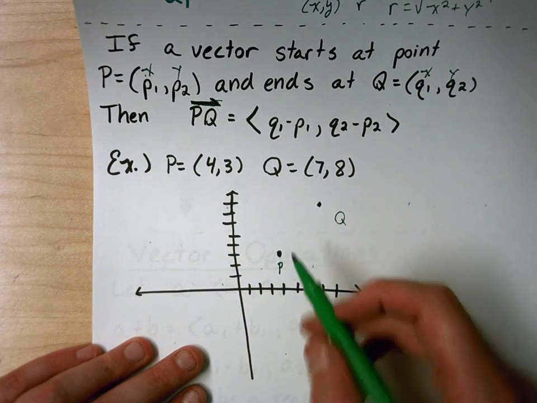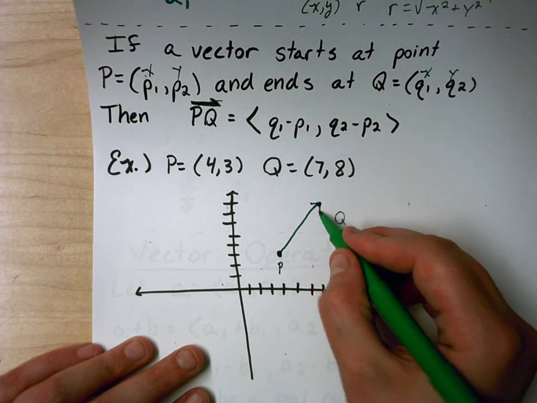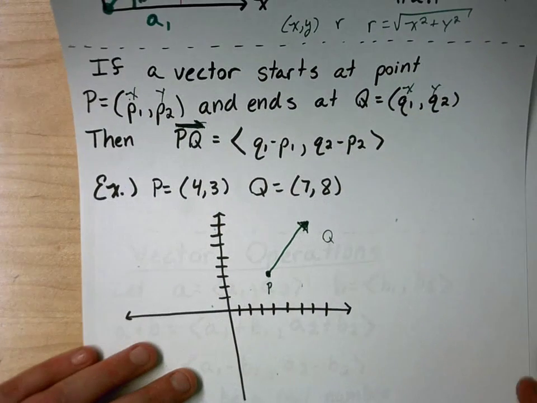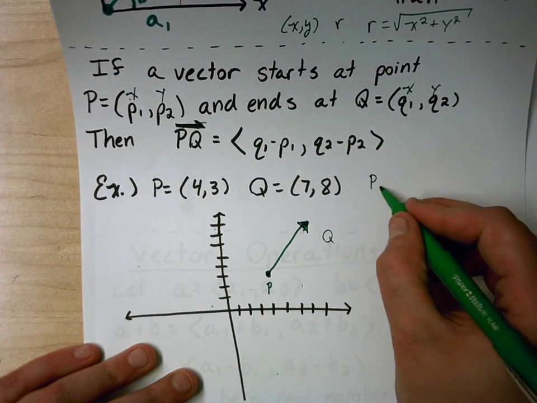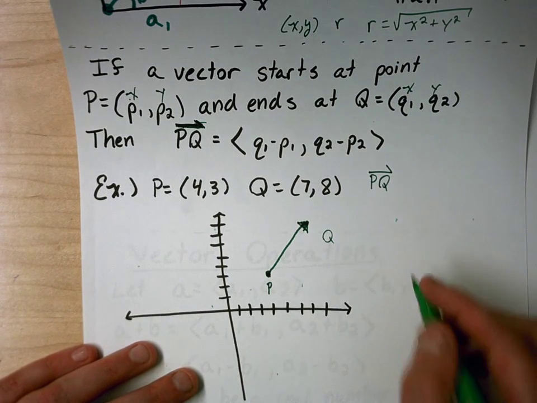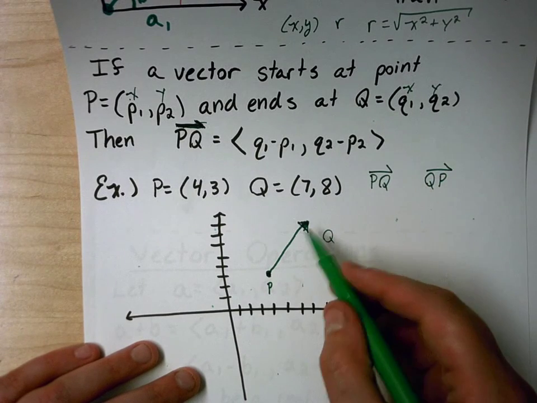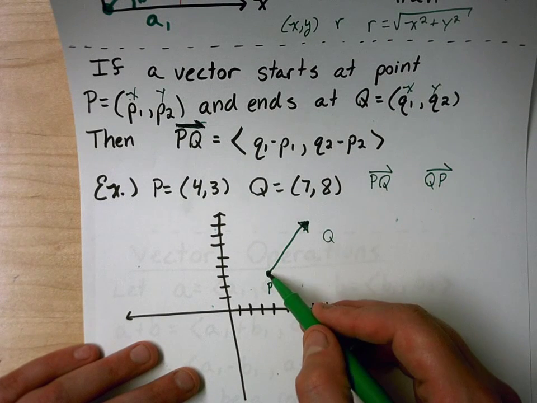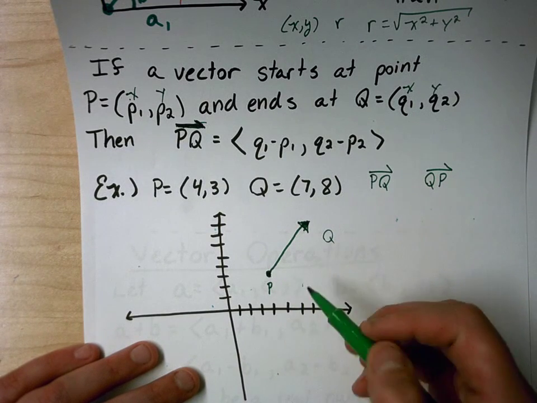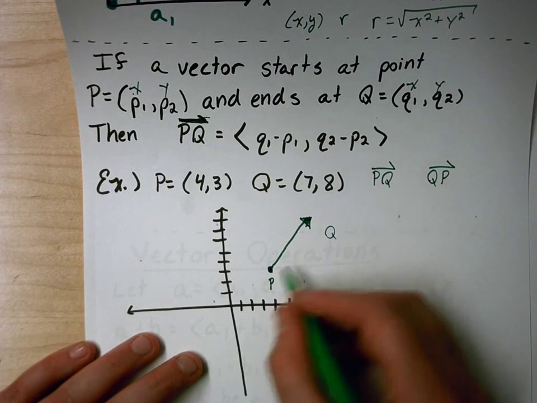Okay? So if I'm starting at P and I'm going towards Q, then my arrow goes at the end at Q. So I've just drawn the vector PQ like this. Now if it had been QP, that tells you that I start at Q and then end at P, so my arrow would be facing in the opposite direction.